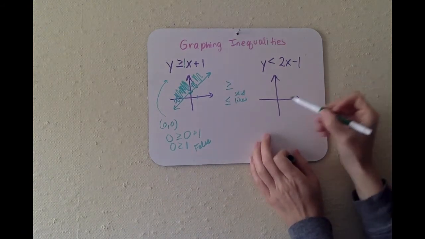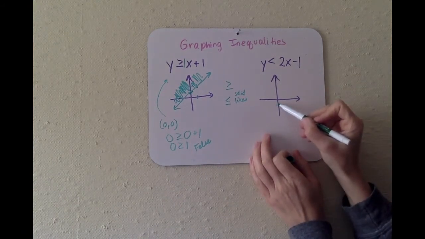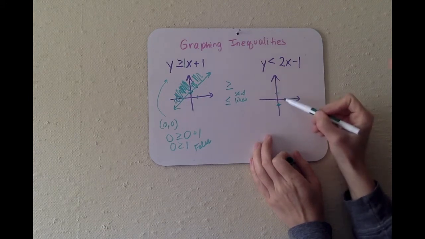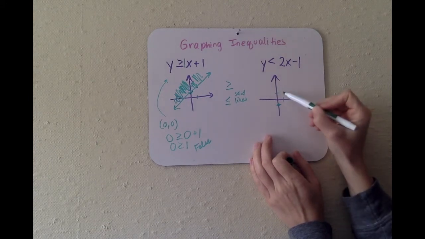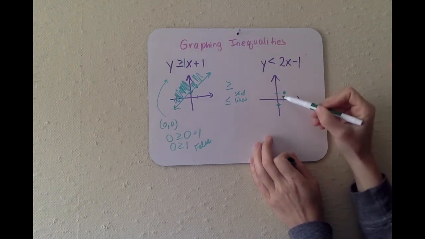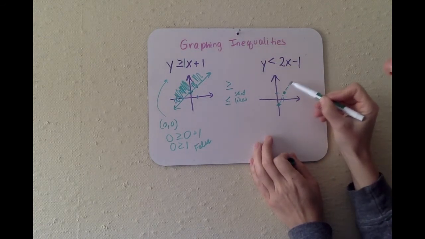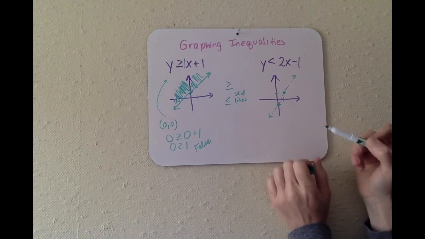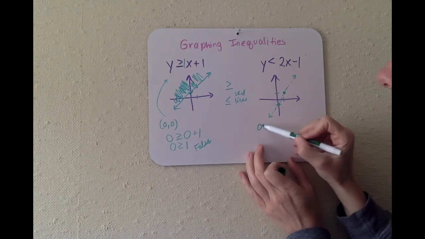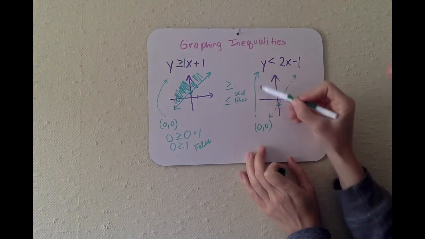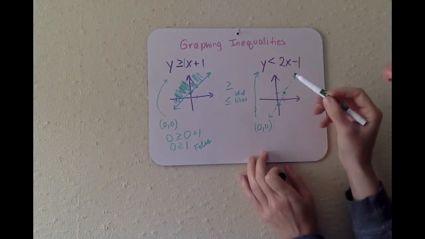Our second example, we have a point at -1. We're going up 2 and to the right 1. This is going to be a dotted line. And then we can test the point (0, 0). So we'll put it into the equation.